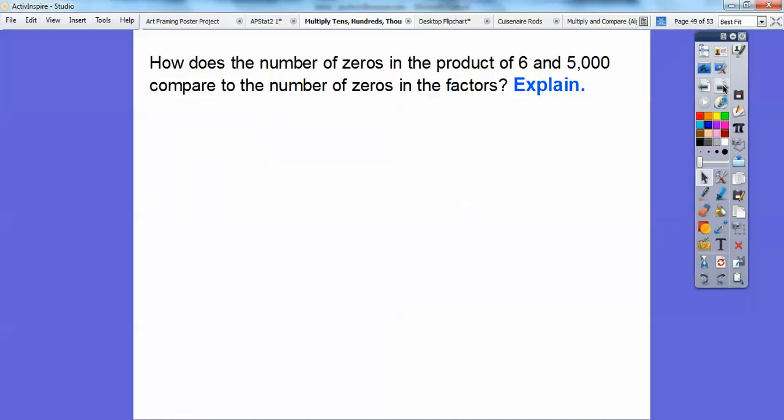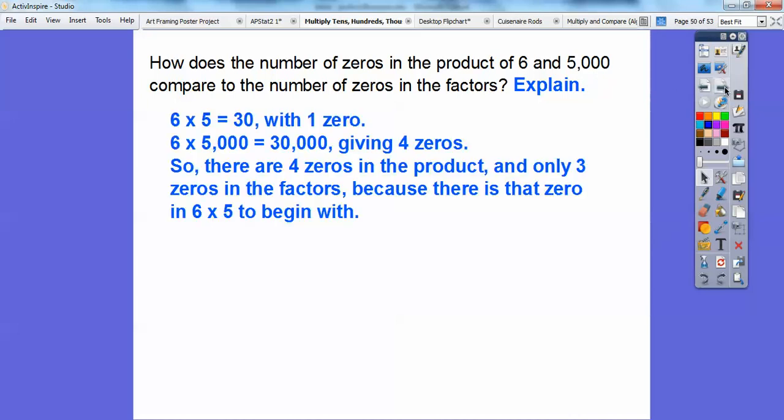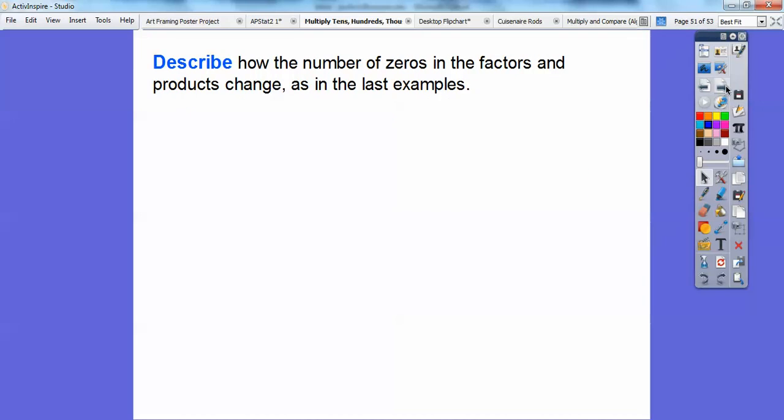So how does the number of zeros in the product of 6 and 5,000 compare to the number of zeros in the factors? Well, remember, 6 times 5 is 30 and that has a zero in it. So 6 times 5,000 is going to be 30 with three more zeros. How many zeros is 6 times 5,000 going to have, you guys? Four zeros. There's my 30 with the three zeros right there. So there are four zeros in the product and only three zeros in this factor, because of the zero in the 6 times 5 we started with, so it added an extra zero.